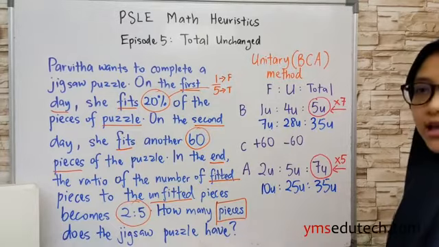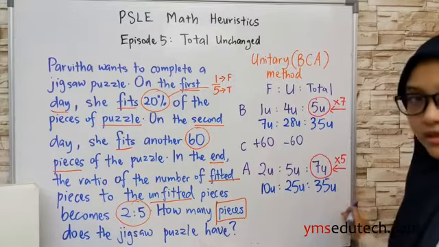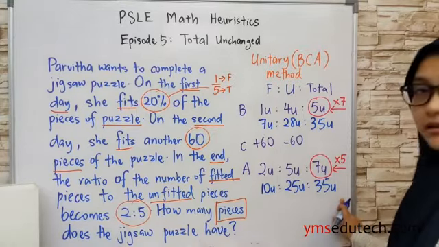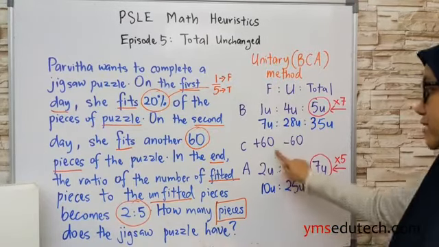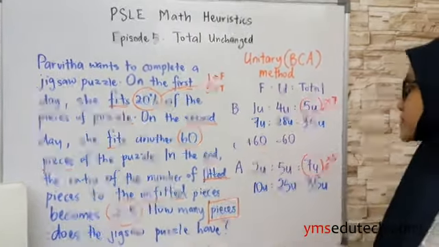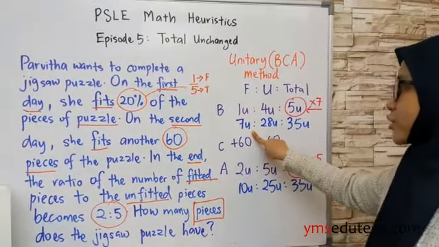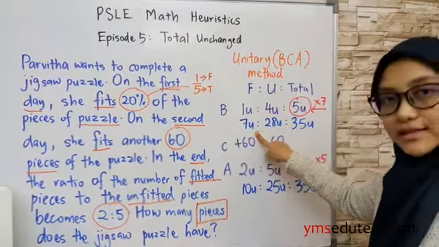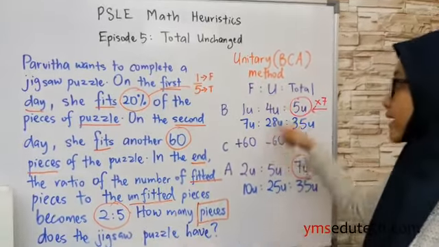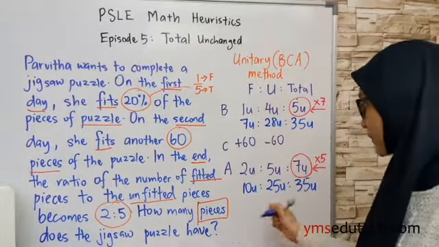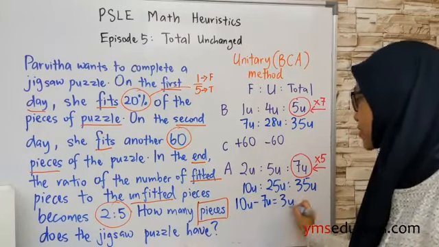Check that your total number of units before and after is the same. Is it the same? Yes, 35 units. Okay, so what information have I not used? I have not used this 60. What does it mean? Let's look at the fitted pieces. At first, the number of units of fitted pieces was 7 units. Now, on the second day, it becomes 10 units. So what is the change here? 10 units minus 7 units is 3 units.